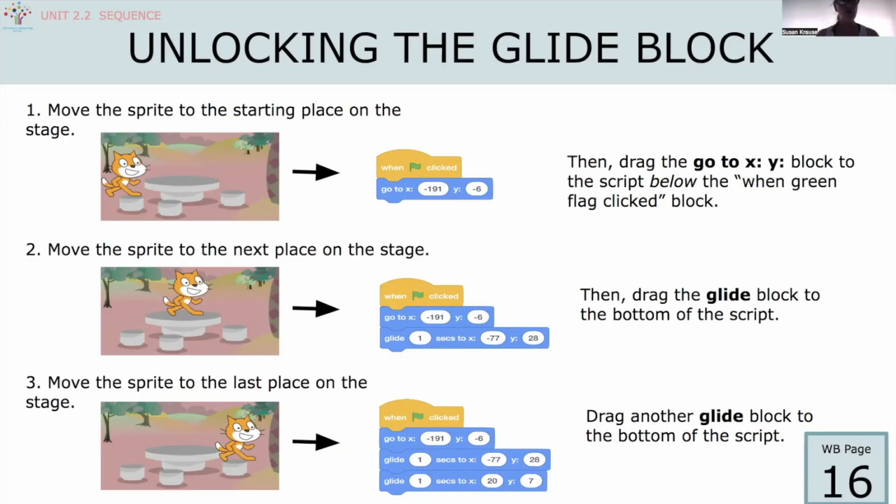Now, if we run the script, first the sprite will appear back on the chair on the left side of the table where he started. Then he will slowly move or glide to the top of the table. Then he will slowly move or glide to the chair on the right side of the table. These two blocks are extremely useful and used very often in scripts, as you will see as you start building more projects in Scratch.